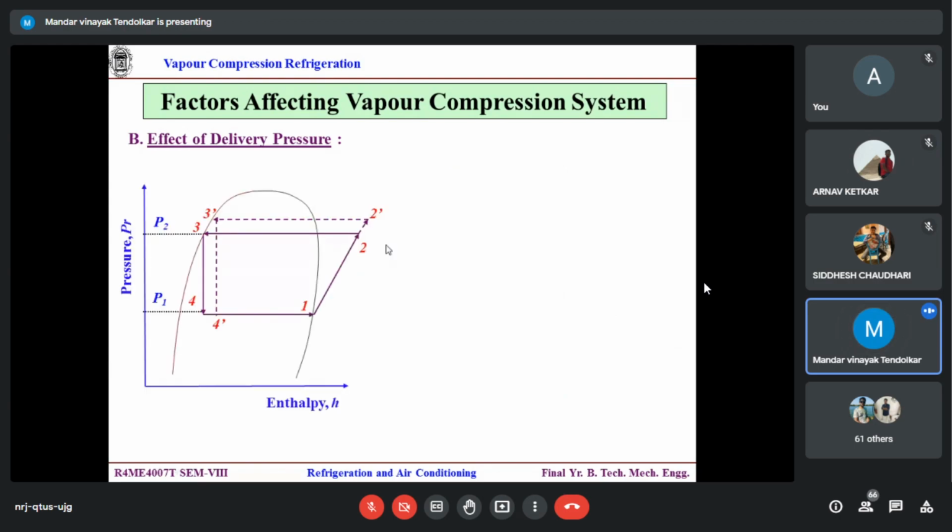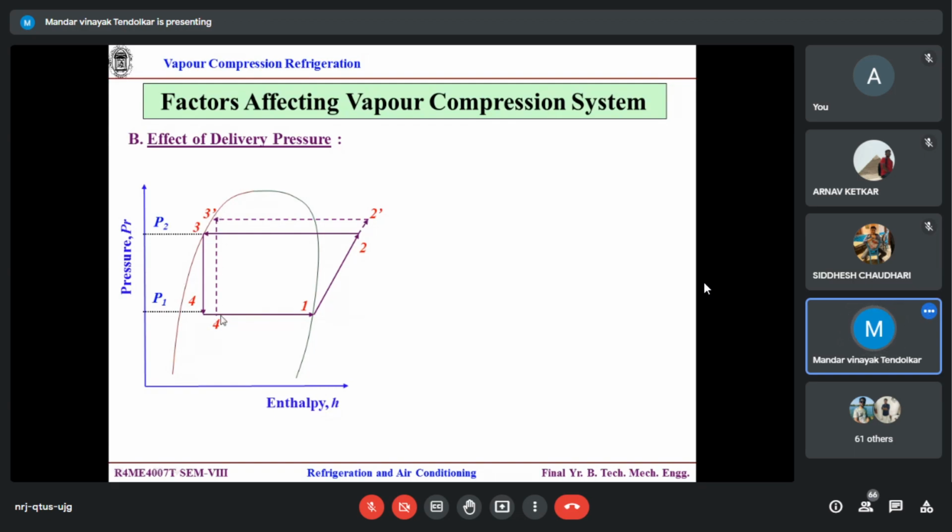And basically we know that this is more related to the work. So you are increasing the area, that means work is increased. Even if the refrigeration effect may remain the same, the work is increased. The COP is bound to reduce. Correct? Any doubt? No, sir.